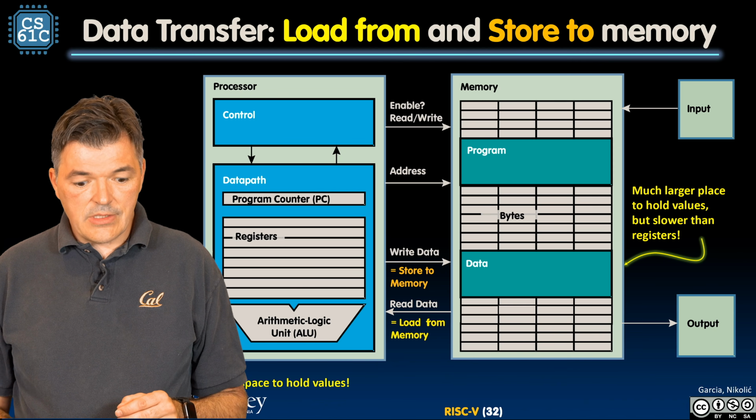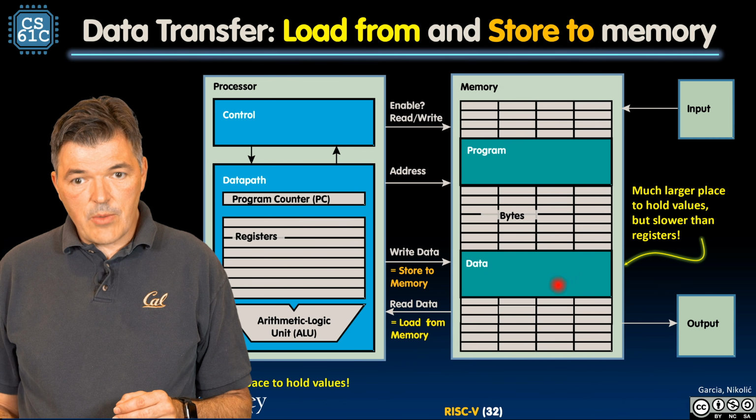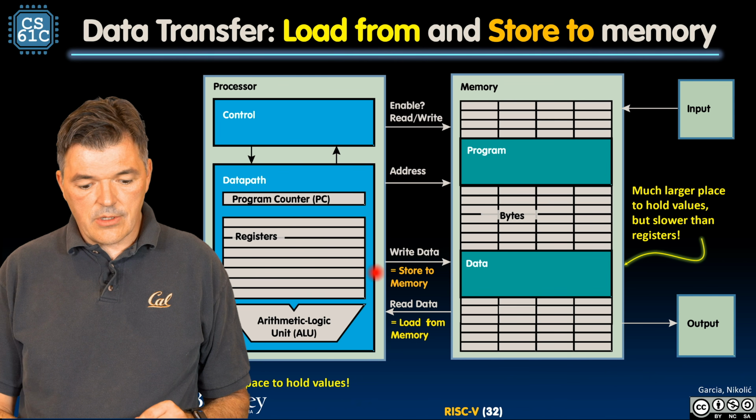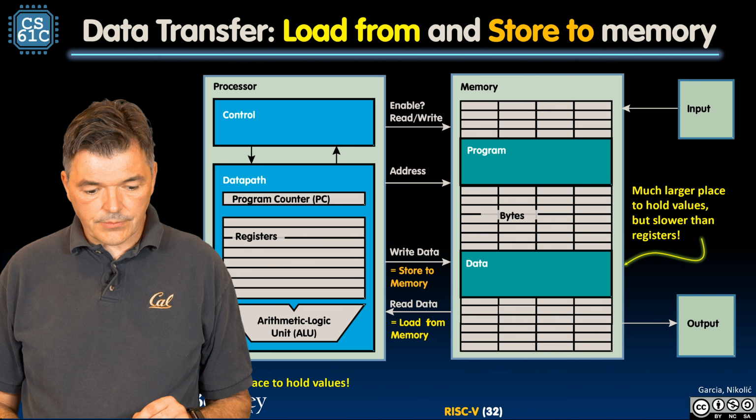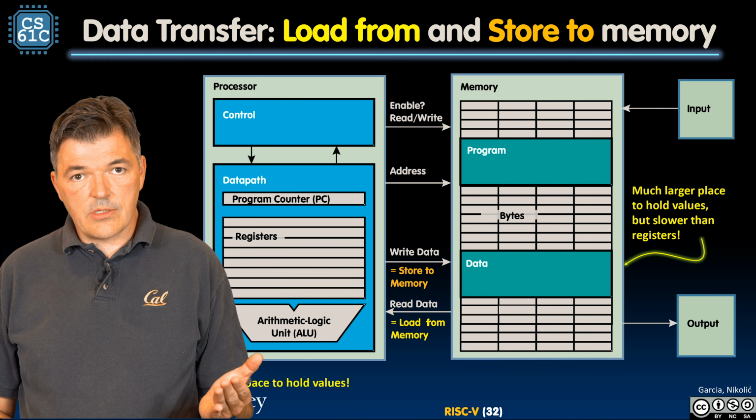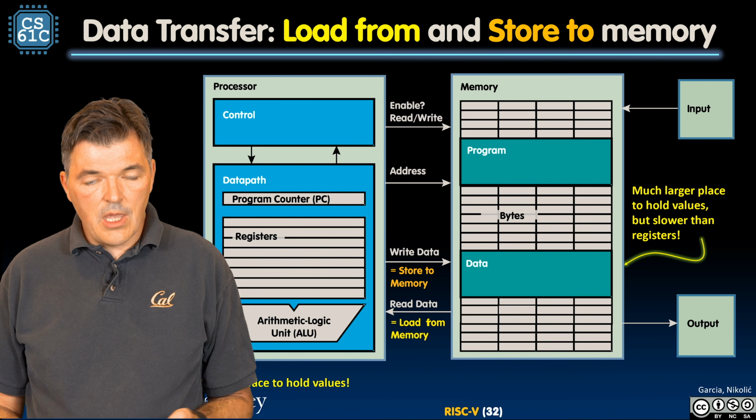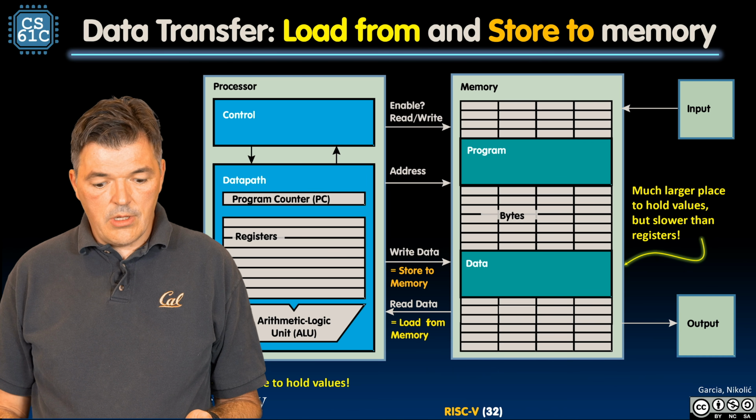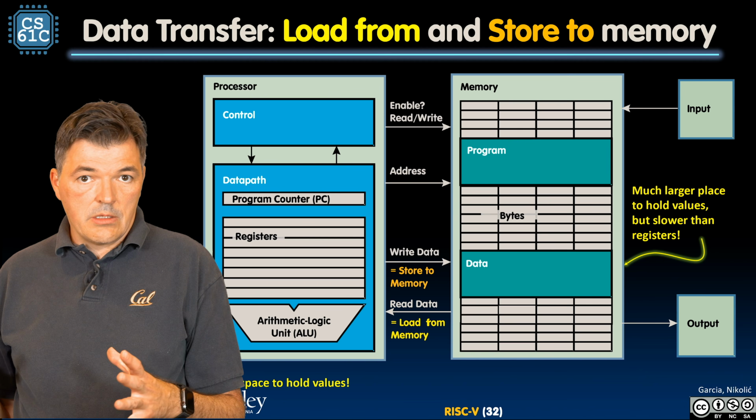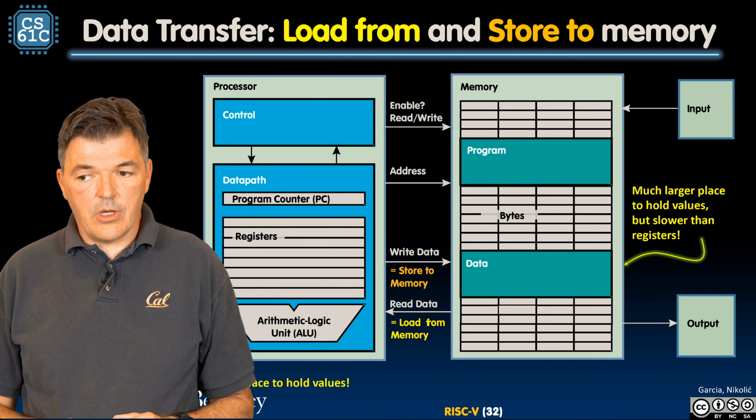On the left-hand side, we have a processor connected to the memory, and there is input and output. We're going to focus for now on the processor and the memory. The processor has its data path with the registers and ALU inside of it, and the memory is there. Memory stores our program and the data that we work on.